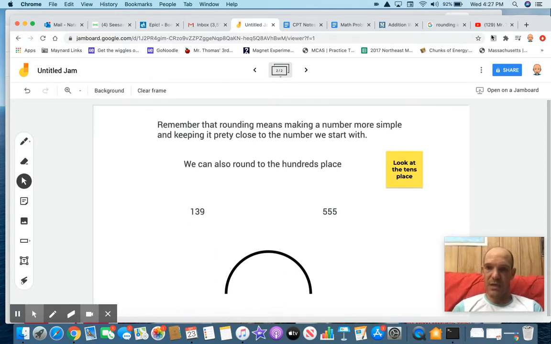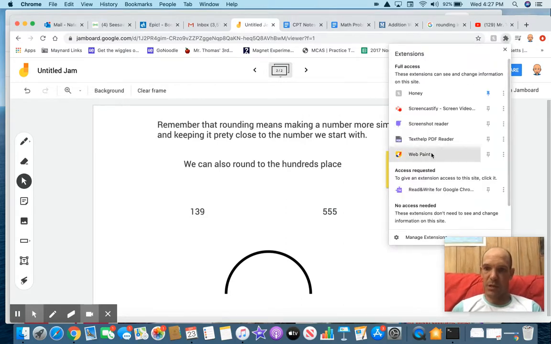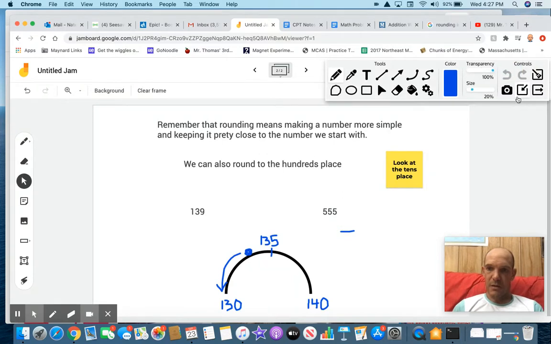The same idea applies. I'm going to open up that WebPaint extension again. And I need to clear that because we don't need those numbers there. So the number 139, it is between 100 and 200. So what I'm going to do on my rounding hill here, when I'm rounding to the hundreds place, I'm going to put 100 here because that's the 100 below 139. And 200 is the number that is the 100 above 139. In the middle, between 100 and 200, is 150.